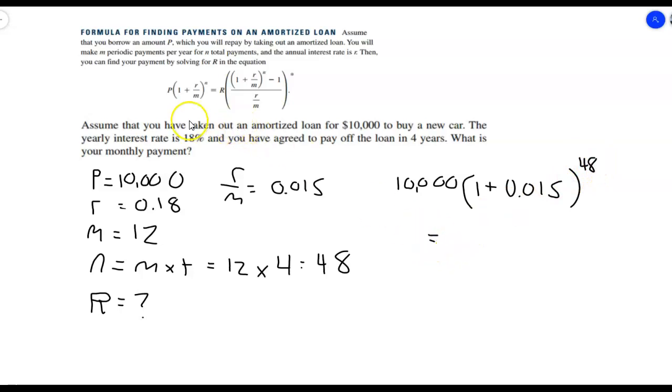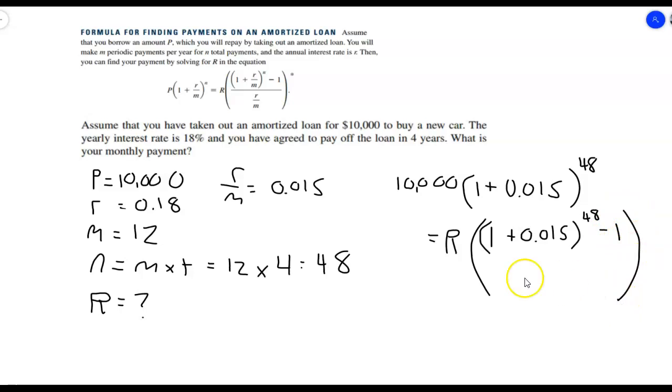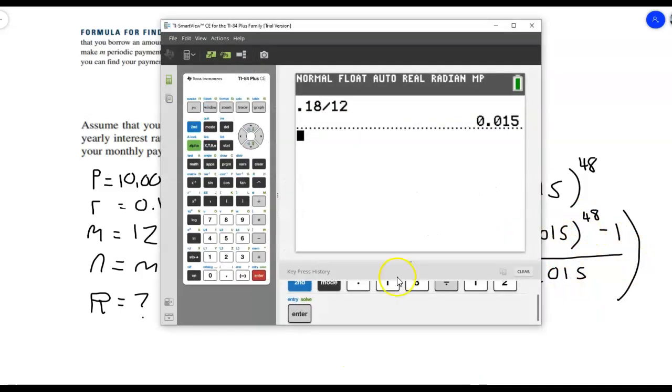All right, and this is all equal to, I don't have enough space to put it on the side, but R, which is the variable we're solving for, times 1 plus the R over M, 0.015, raised to the 48th power, minus 1, man, it's a lot of work, isn't it? All over 0.015. All right, so the idea here is that we're going to get a number on the left, and we're going to get R times some number on the right. And then all we have to do is divide both sides by the number on the right in order to solve for big R. So what I'm going to do is first find out what this number on the right is. So let's do that now.